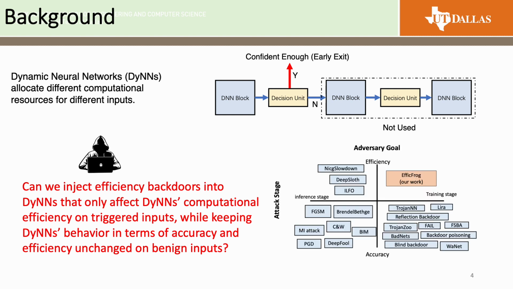Recall that there is a series of existing work trying to understand the vulnerability of deep neural networks. However, none of them studied the backdoor vulnerability or efficiency backdoor vulnerability of neural networks.